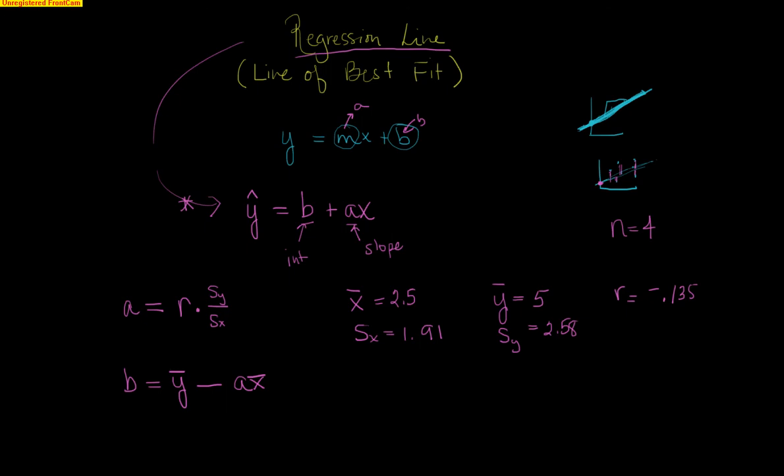Okay, so let me change colors here, and if I plug in here, r is minus 0.135 times the standard deviation for y of 2.58 divided by the standard deviation for x, which is 1.91. Okay, and if you do all that on your calculator, you are going to discover that a equals minus 0.182. So that is the slope.